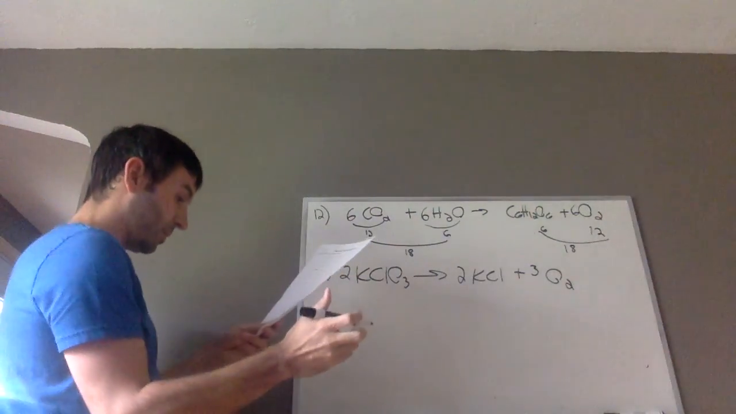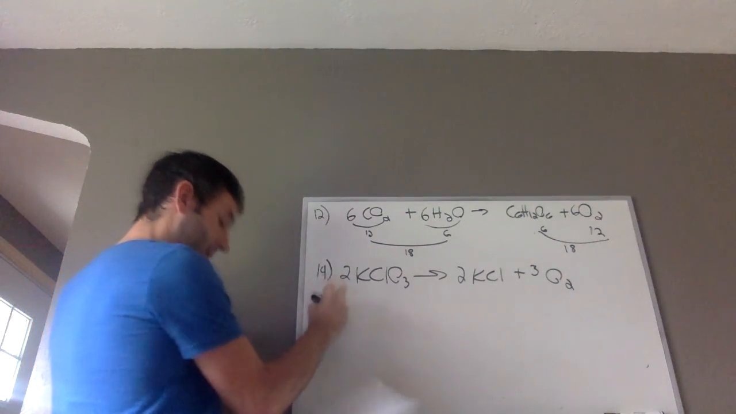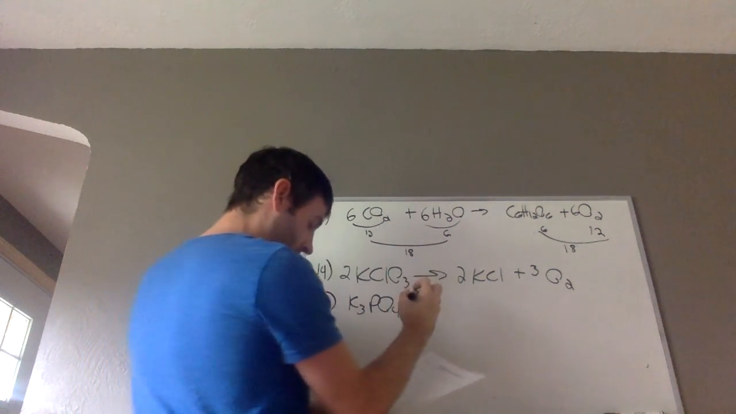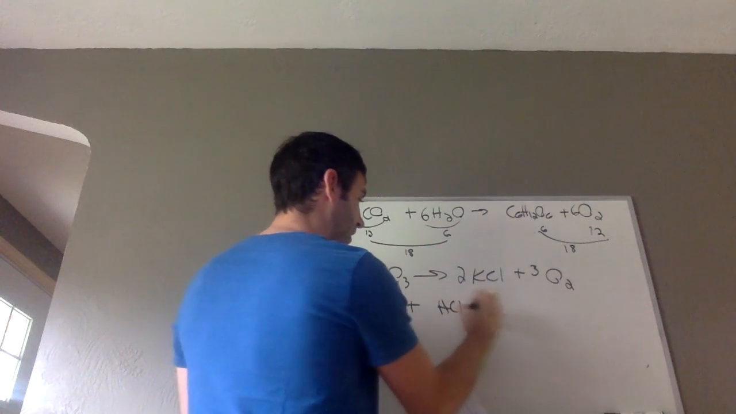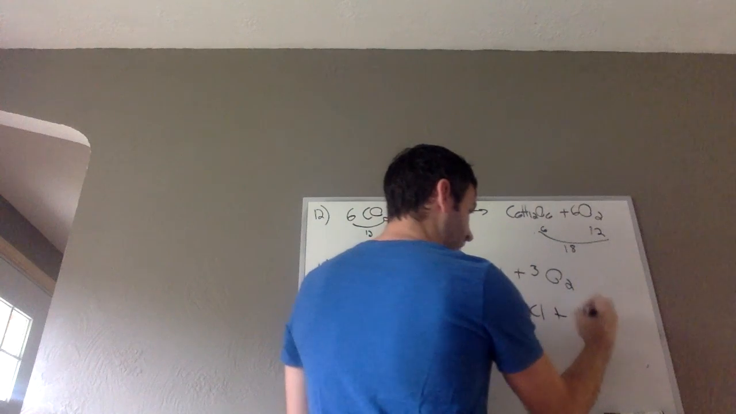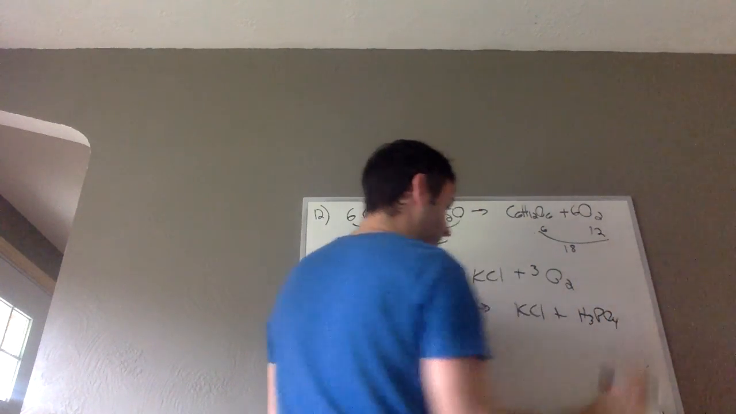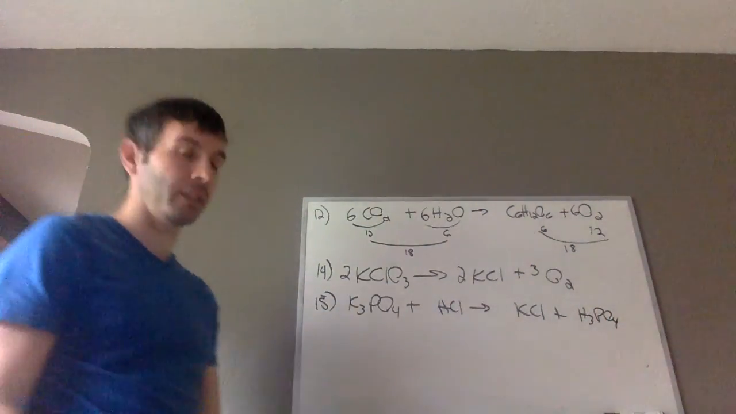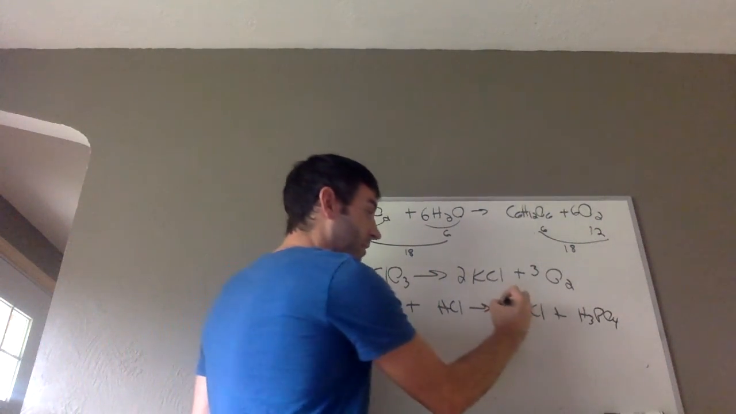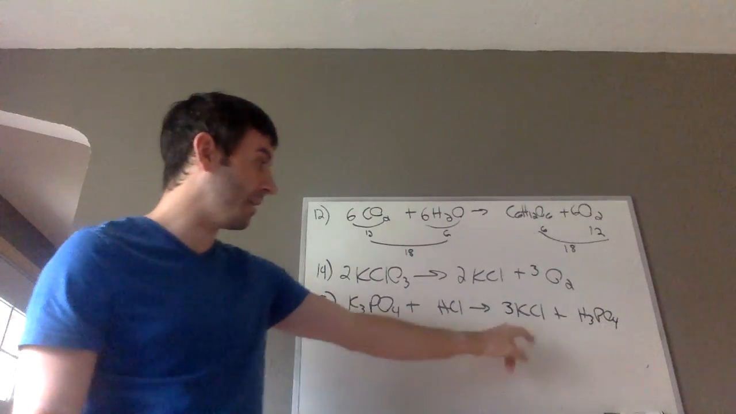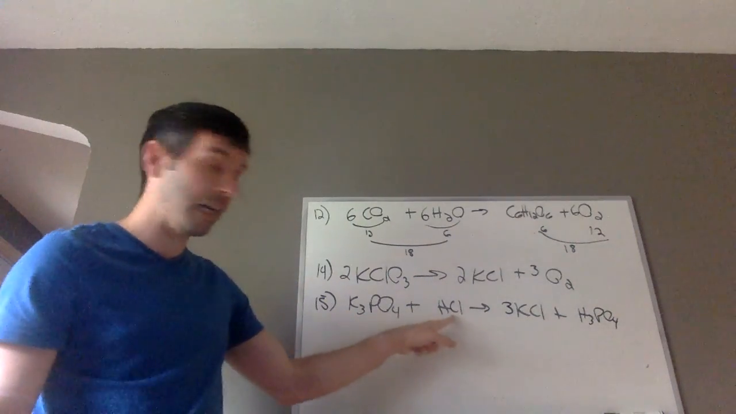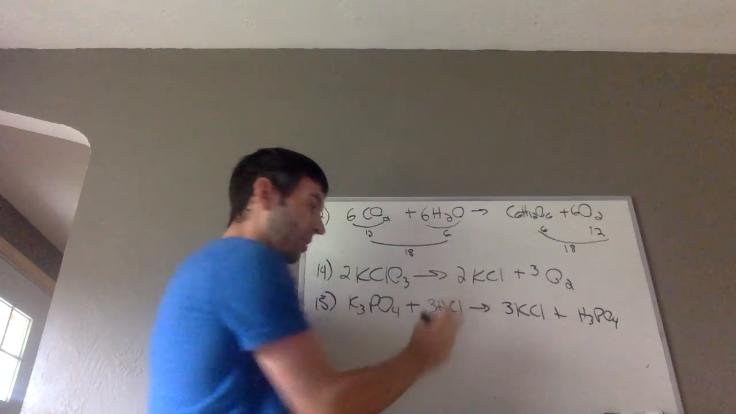Okay, how about we try number 15? Potassium phosphate reacts with hydrochloric acid to produce potassium chloride and phosphoric acid. First thing I noticed immediately is I have 3 potassiums here and only 1 here. So I'm going to come over here, I'll add a 3. Now, I noticed when I had that 3 there, I now change the number of chlorines. So I have 3 chlorines on the right, I only have 1 on the left. So I need to put a 3 here.